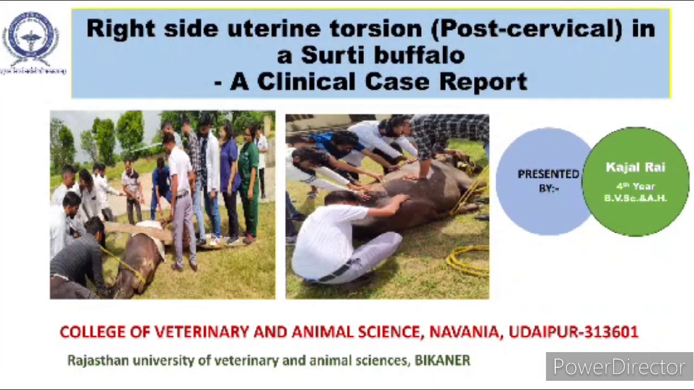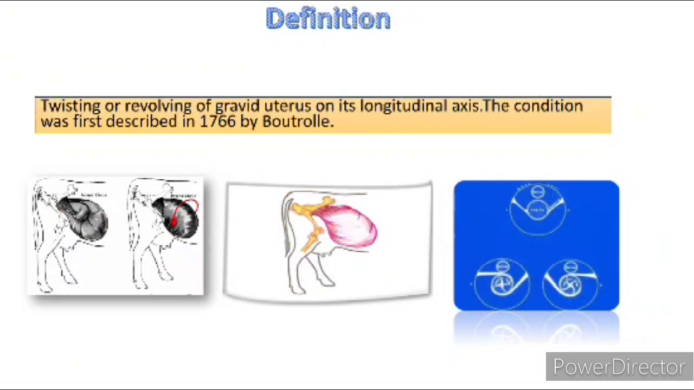So this is a somewhat different video. Here we will discuss a clinical case report. So you see what is the title? Right side uterine torsion in Surti buffalo. Okay, so first of all, what is the definition? You know very well, it is twisting or revolving of the gravid uterus on its longitudinal axis. So here are the diagrams. It can be either right side rotation or left side rotation.